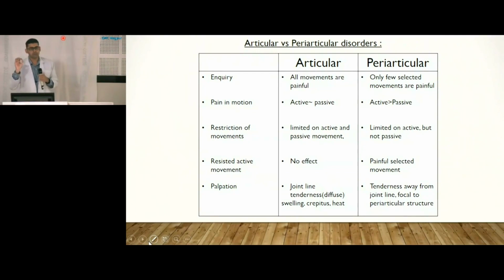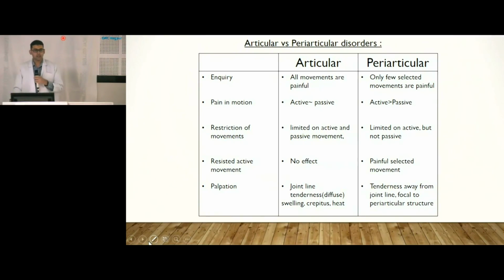Whenever we say the word periarticular, it means everything surrounding the joint. It can be a tendon, a ligament, a bursa, or a muscle as well. Whenever there is articular involvement, the movements would be painful in all directions, because with whichever movement you perform, the movement is going to be inside the joint, not outside. So inflammation of the structures present inside the joint would definitely produce pain on any sort of movement.